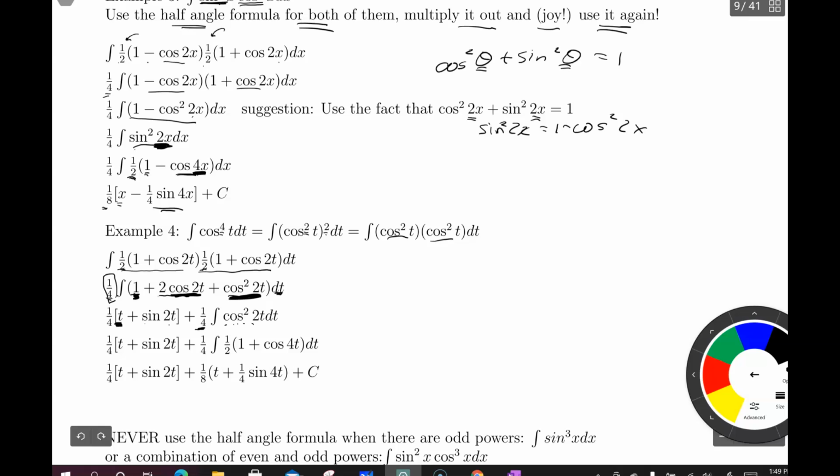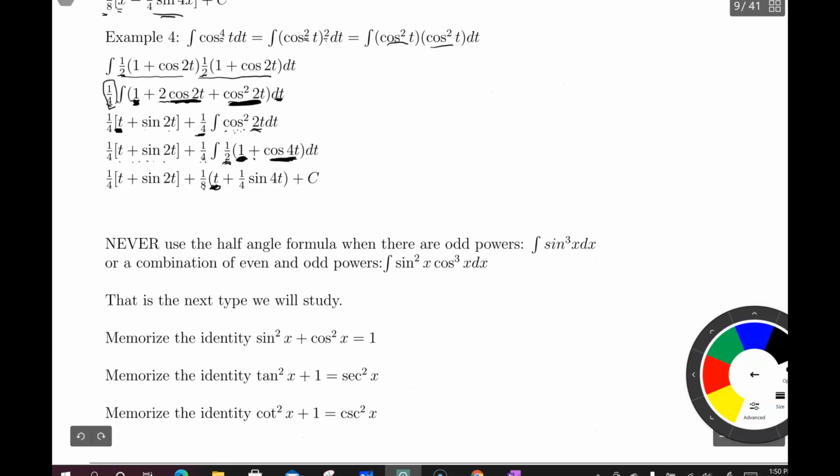And then I paused. Okay, now it's time to replace this with the half angle formula. These I just carried along, carried the 1/4 along, replace this with the half angle, 1/2 times 1 plus cosine of double the angle, 4t. Finally, put this 4 and this 2 together to be a 1/8. Antiderivative of this 1 is t. Antiderivative of cosine of 4t is 1/4 sine of 4t. Whew. All right, so I want to make a closing comment here.